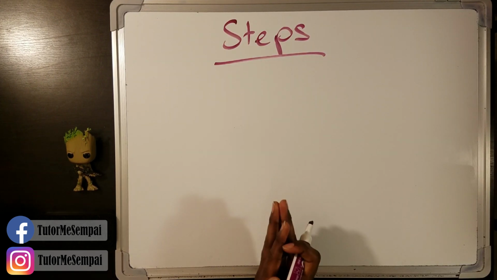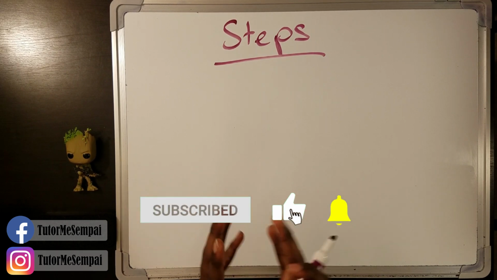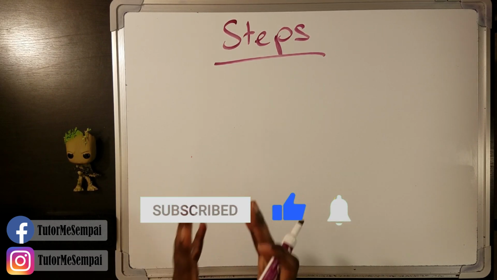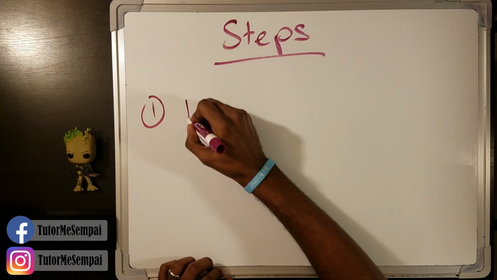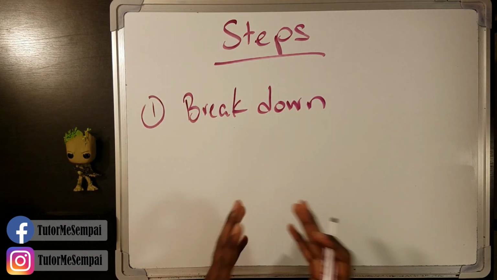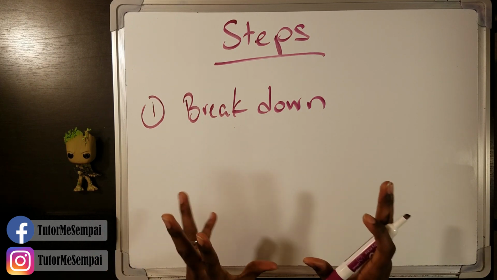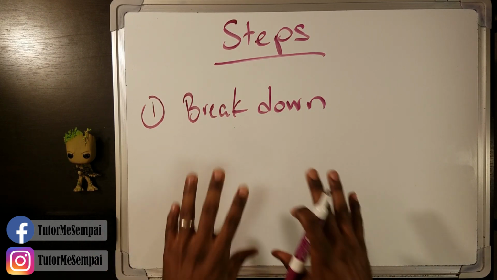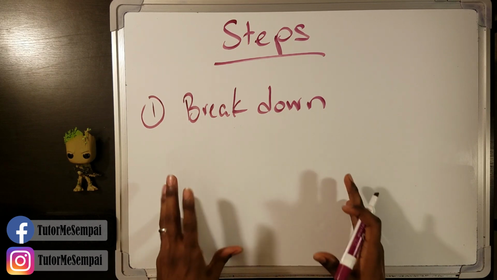So to get started in today's video, we're going to talk about the steps that you're going to need to do in order to multiply by multiples of 10 and 100. Now, the first step is breakdown. Now, what do I mean by breakdown? Well, we're going to break down our numbers, but we're not going to break them down in just any fashion. This breakdown is going to be dependent upon what we talked about in my last video.